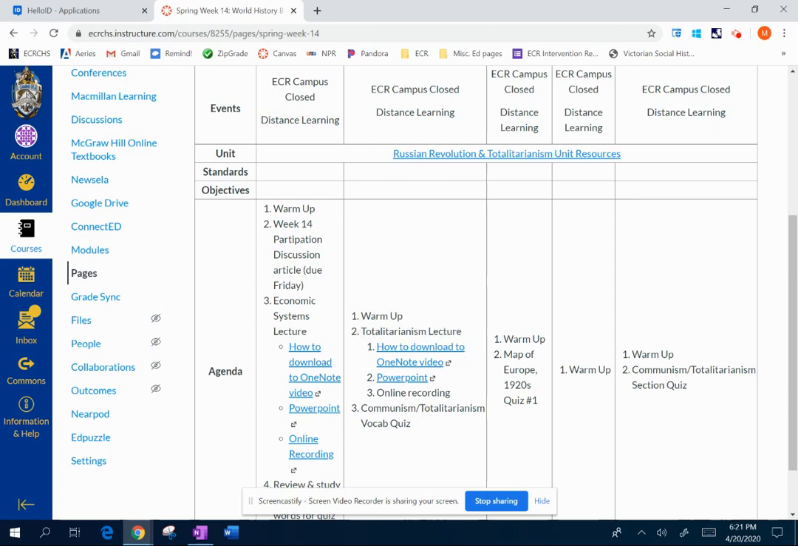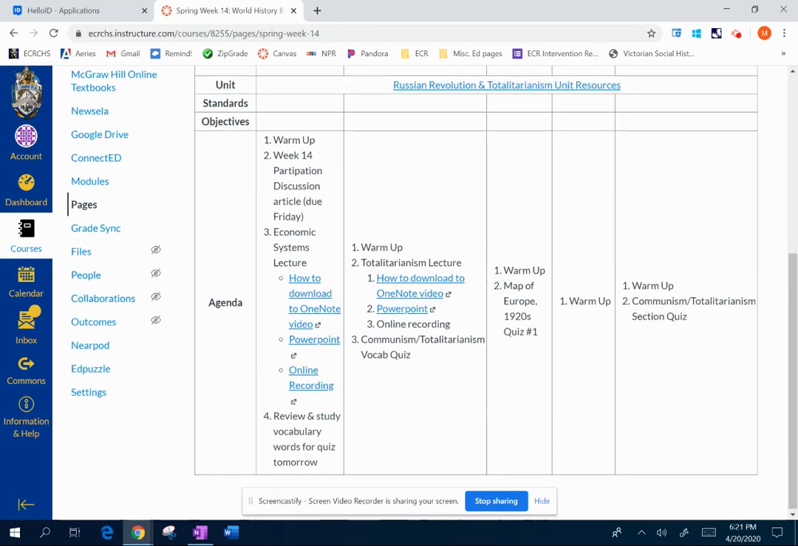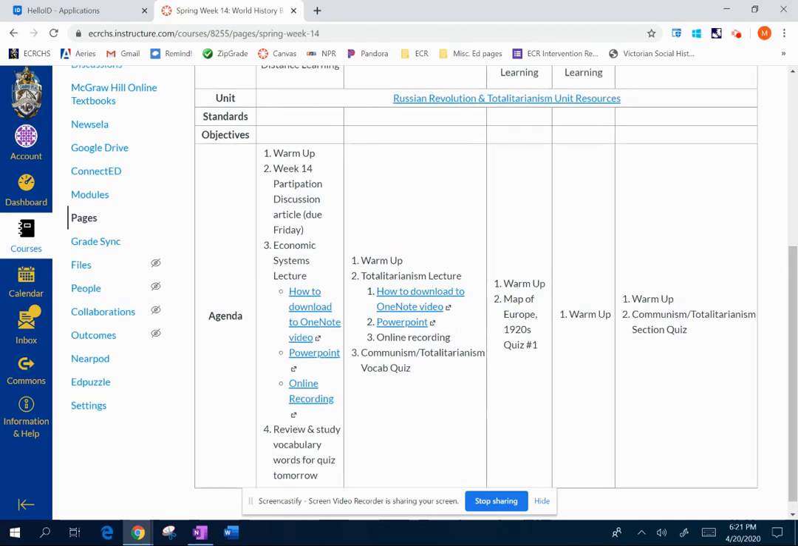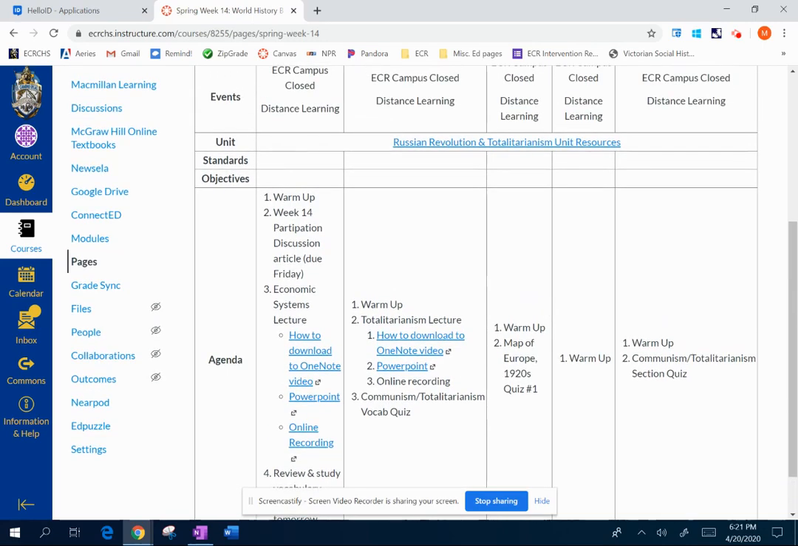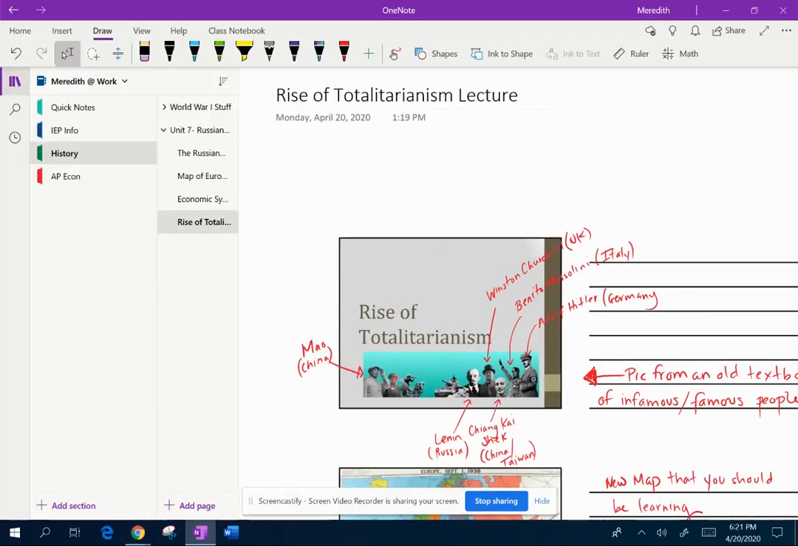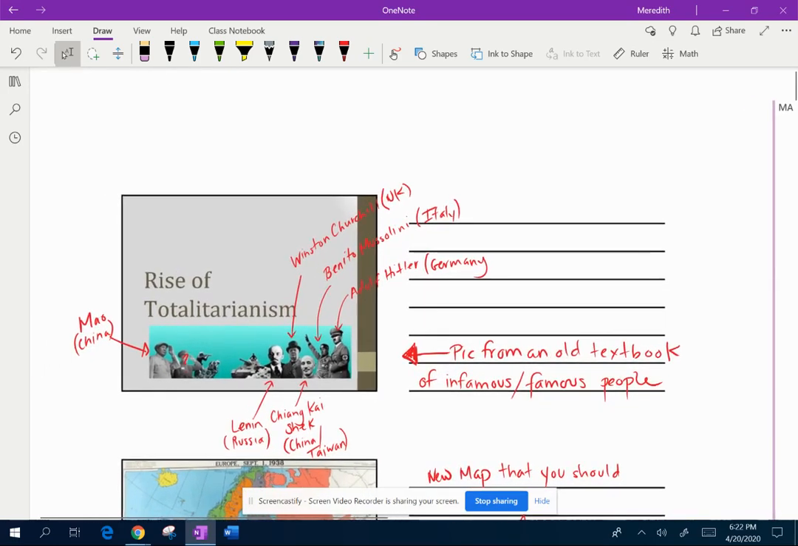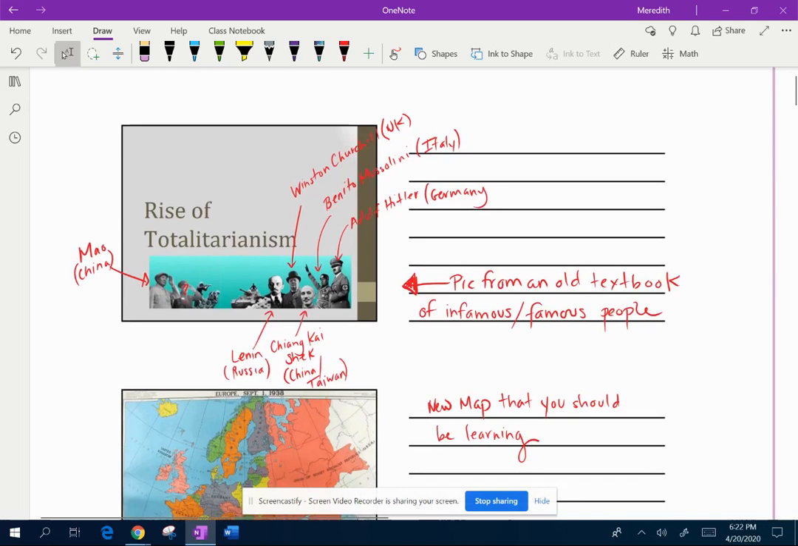In theory, you guys have already watched the how to download into OneNote video. You've already clicked on the PowerPoint, and eventually you'll see this online recording right there. You've downloaded it, it's in your OneNote, and now we're going to go through and do all of our annotations and make sure that we hopefully walk away understanding this just a little bit better.